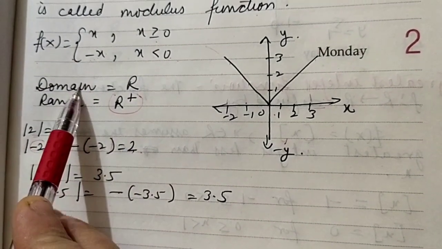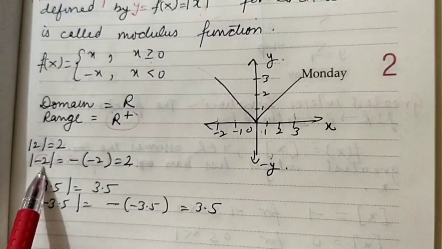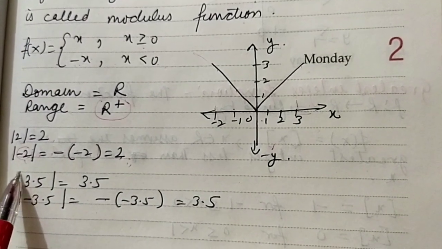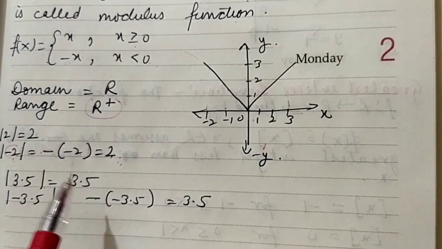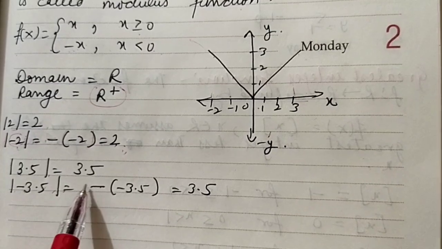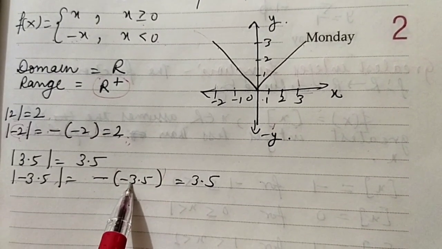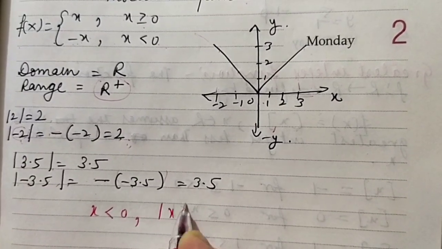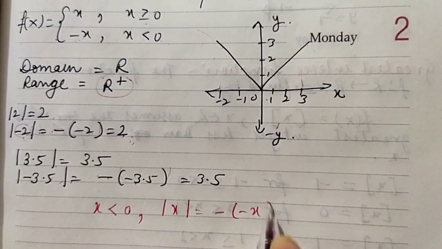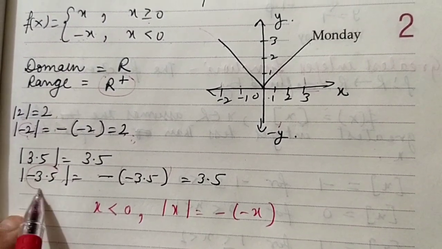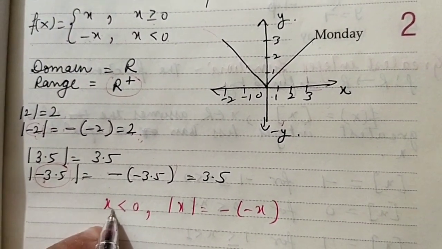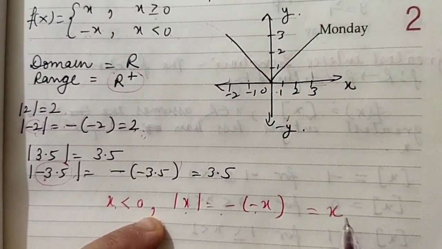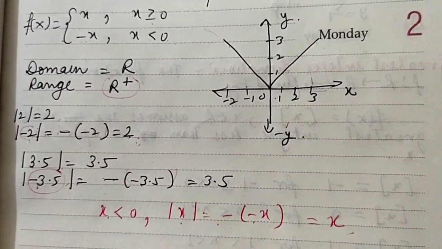मतलब आप पॉजिटिव वैल्यू पुट करेंगे x की या नेगेटिव वैल्यू पुट करेंगे, answer is always positive. Next example is modulus of 3.5 is 3.5 and modulus of minus 3.5 is minus of minus 3.5. According to definition, when x is less than 0, mod x is equal to minus of minus x. Means if 3.5 is negative, means less than 0, then modulus x is minus of minus x, that is equal to x. So this is modulus function.